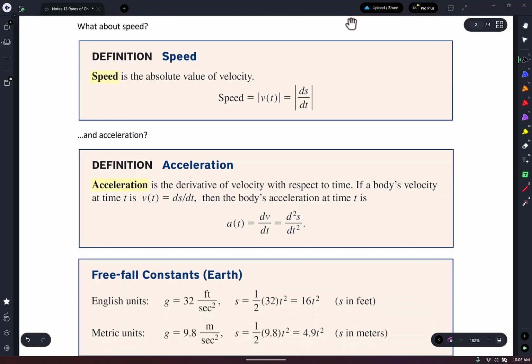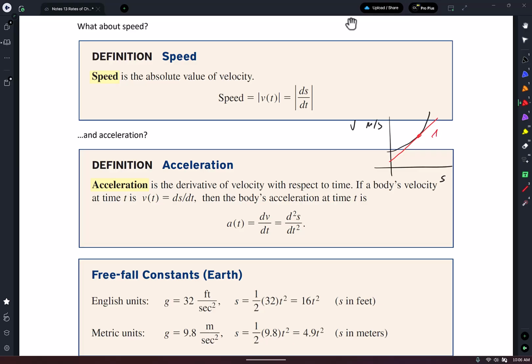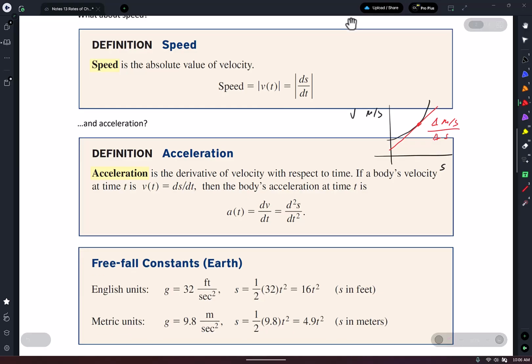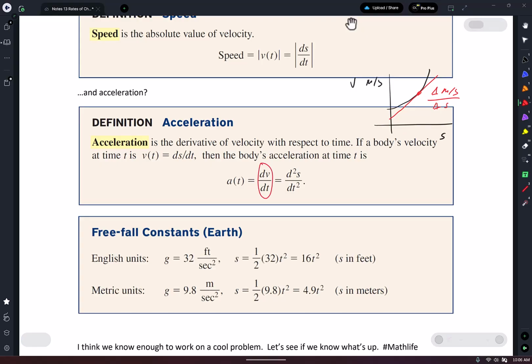Acceleration. Think about a velocity-time curve, with velocity in meters per second and time in seconds, and you find a tangent line. Look at what your slope is: change in meters per second over change in seconds. Well, that's meters per second squared. Do you guys see that? So the derivative of velocity is acceleration, and that's what they have here. dv/dt is acceleration.